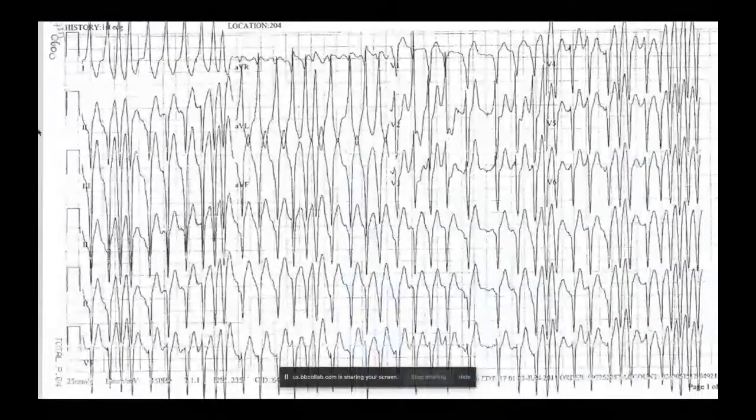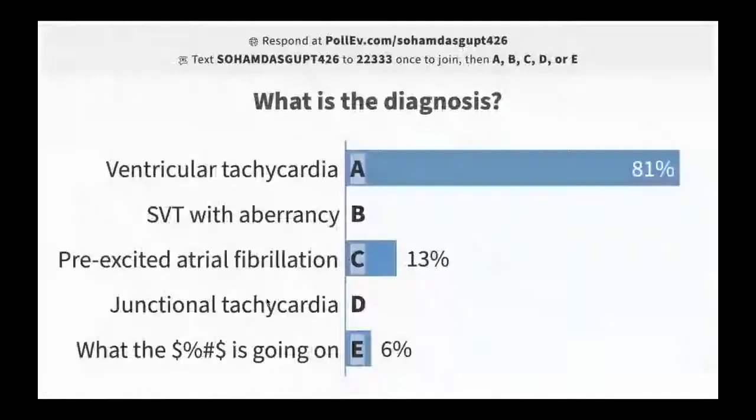Okay, so wide complex SVT. Biggest thing I want to impress upon you on this strip, look at the R to R intervals, meaning the intervals from the one QRS to the next. That is pretty irregular, right? There is no pattern to your R to R intervals. These two QRSs are bunched up together. This is even closer. This is longer. This takes somewhere in between. It's an irregular R to R interval.